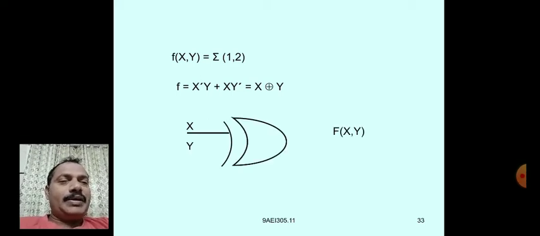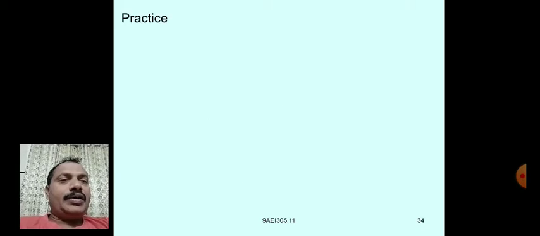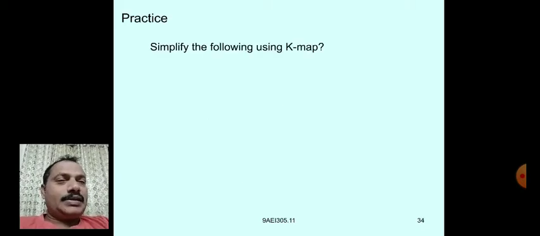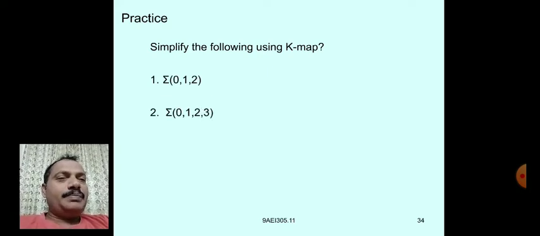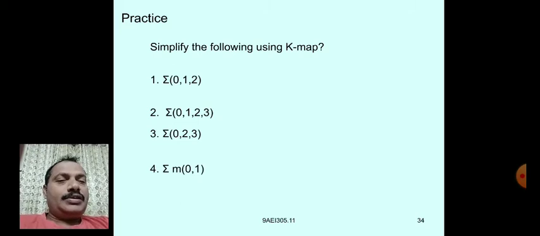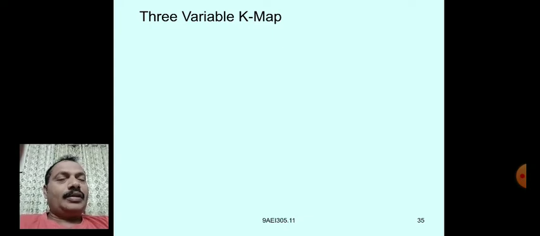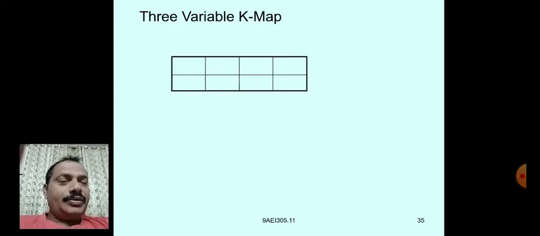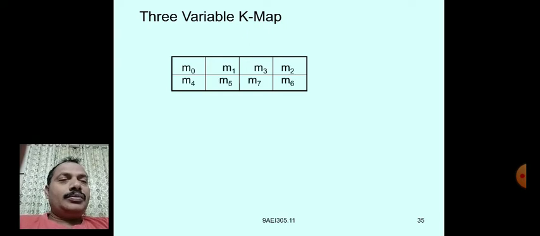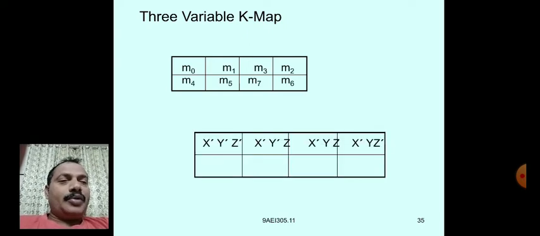So you can implement with exclusive OR gate. So let us take some problems. Simplify the following using K-map. Sigma m 0, 1, 2; sigma m 0, 1, 2, 3; sigma m 0, 2, 3; sigma m 0, 1. Those are the practice questions you can solve. Now let us take 3 variable K-map problems.